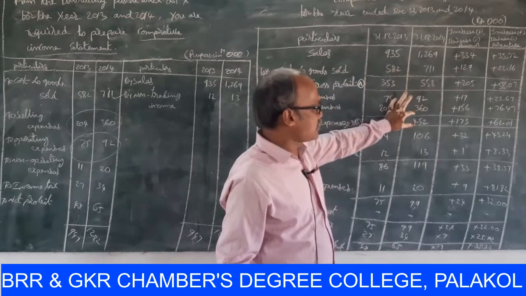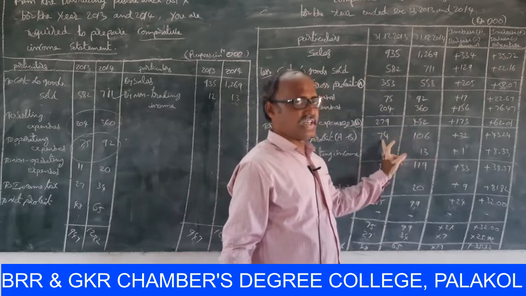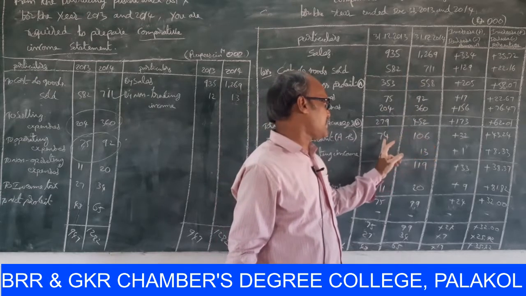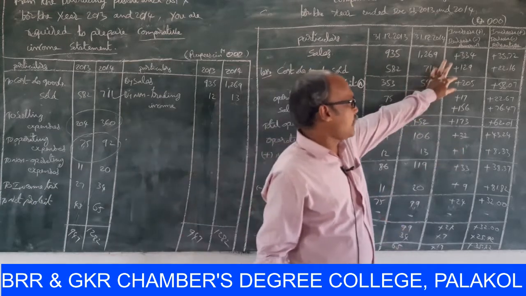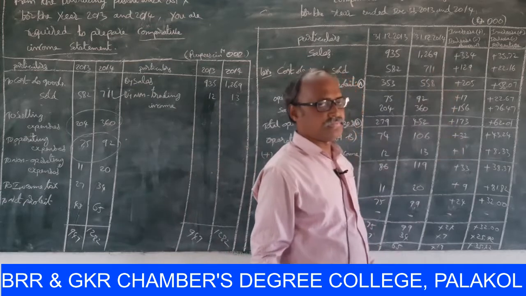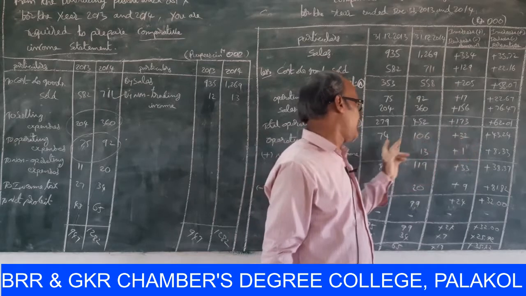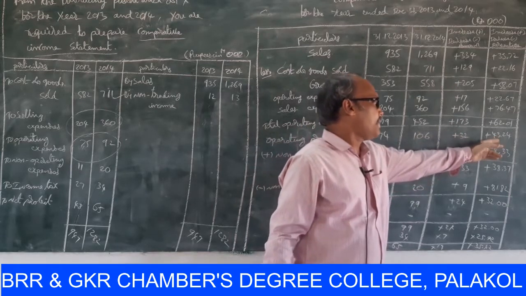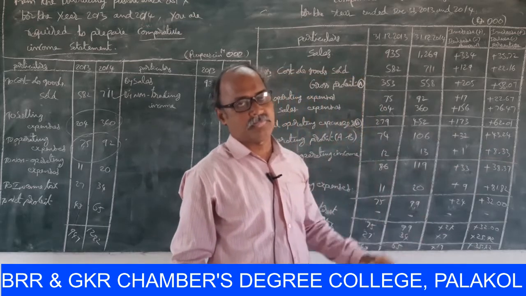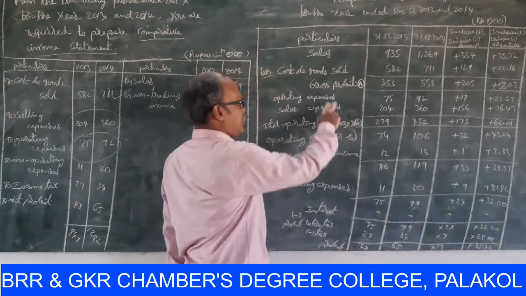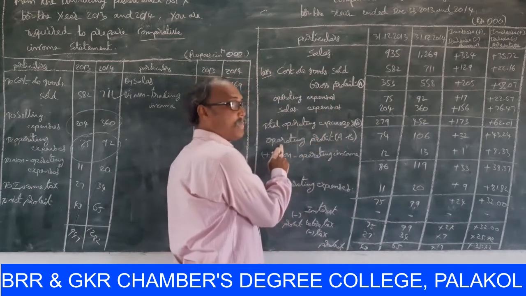558 minus 452, 106. Gross profit is increased here. 106 minus 74, 32. 32 by 74 into 100. The operating profit is increased 43.24%. So, once again, gross profit minus total operating expenses, then we find out operating profit.